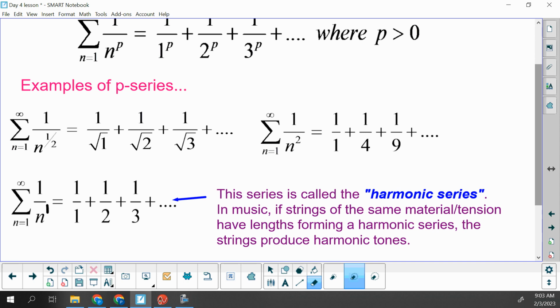And on that series, the reason it's called a harmonic series is in music, if you have a stringed instrument and the strings are all the same material and tension, if the lengths of the strings form a harmonic series, then the strings will produce harmonic tones.